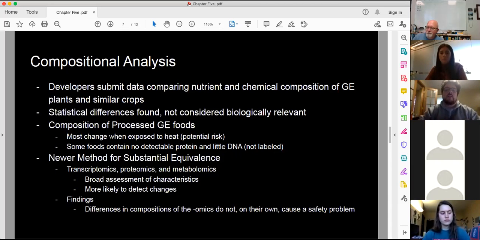I get it. So the good thing about this is that it assessed a broad amount of characteristics, and it was more accurate than anything we've done before. And what they found is that even though there were some of these changes, the proteomes changed actually more than the other two. But even when those were detected, they themselves did not cause safety problems. Next slide.